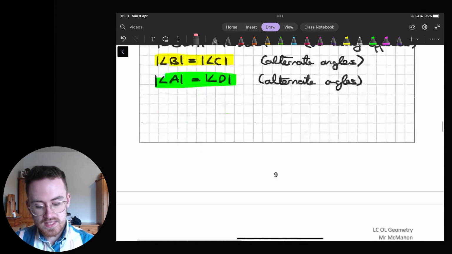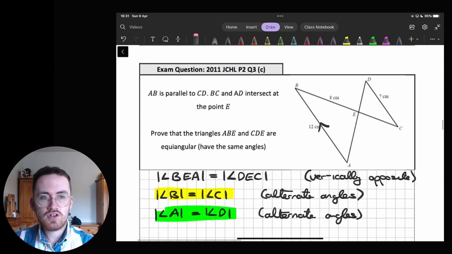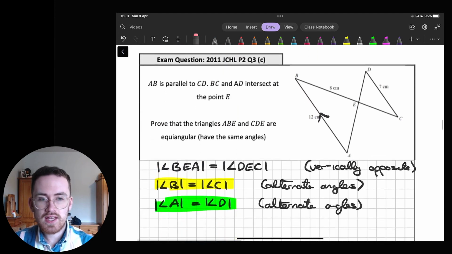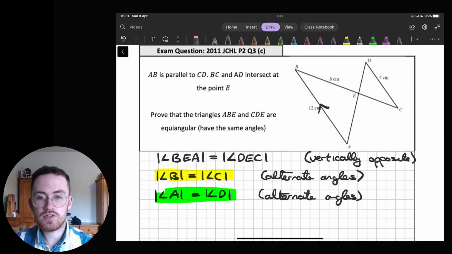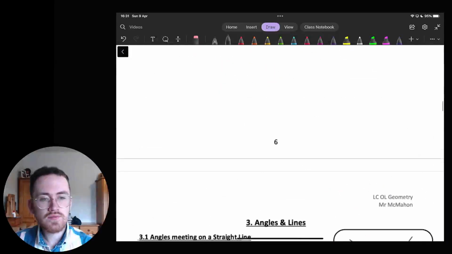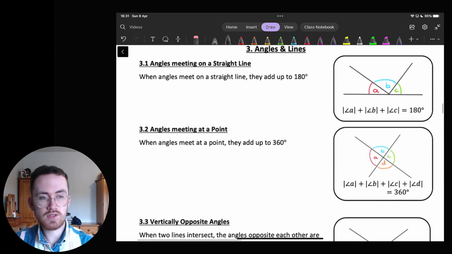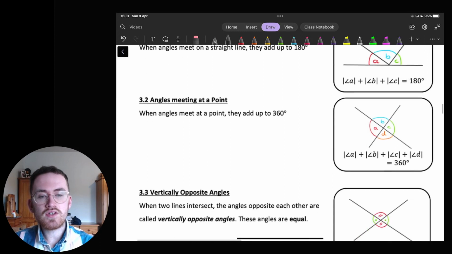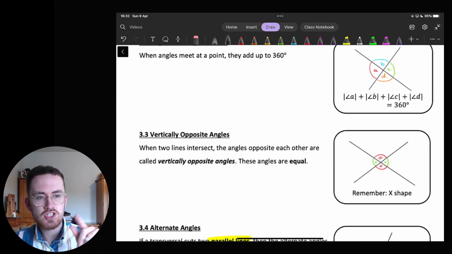So what's important with these ones is making sure you're happy with all those rules, that you're able to list them off, that you're able to put them down when you use them in a question, that you're able to write down what rule you've used, and that you can recognize when to use each of these rules. So primarily, the straight line and meeting at a point are probably the ones we're fairly familiar with: they add up to 180, they add up to 360. The vertically opposite is one that is used a lot. You just need to remember, look for that X shape, and then the ones opposite each other will be equal.